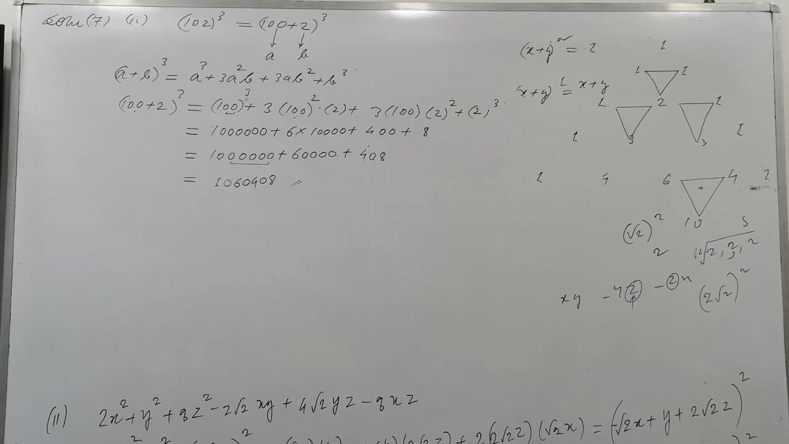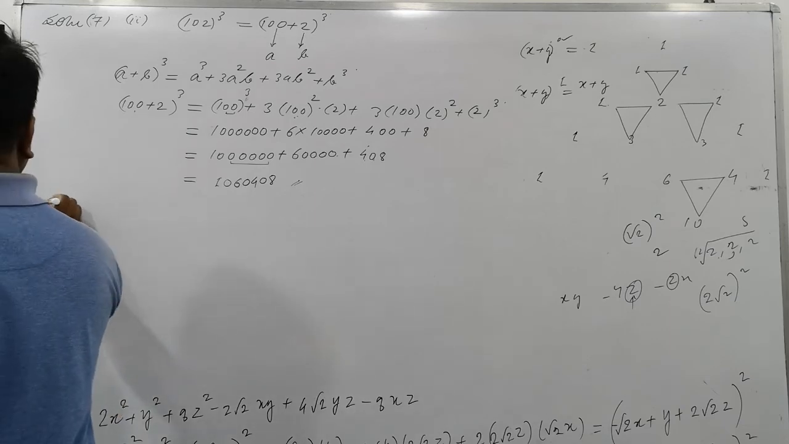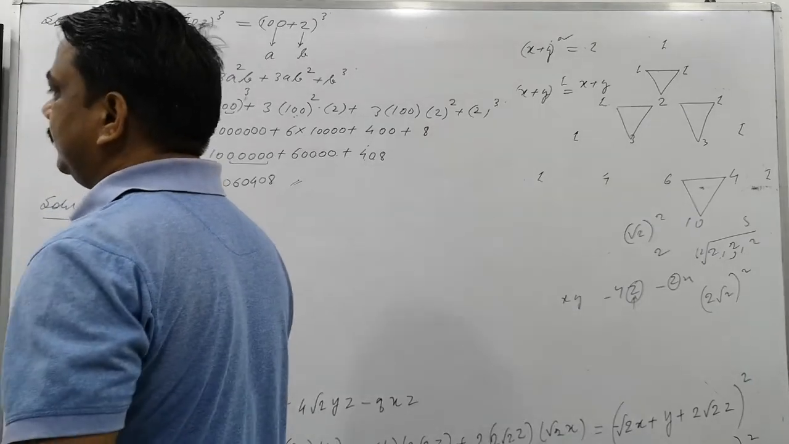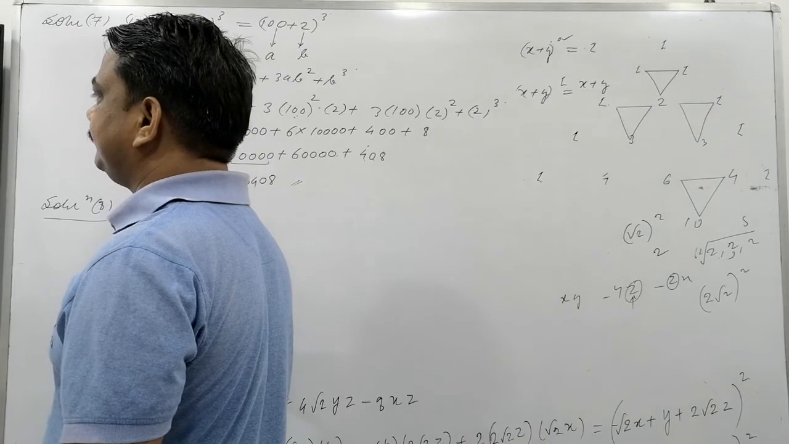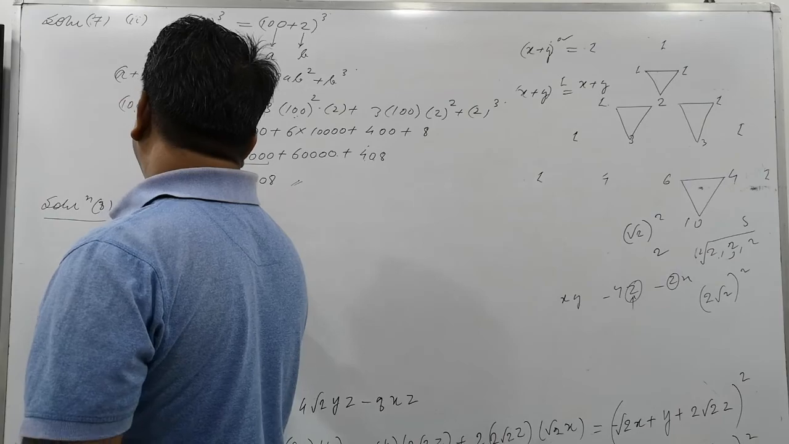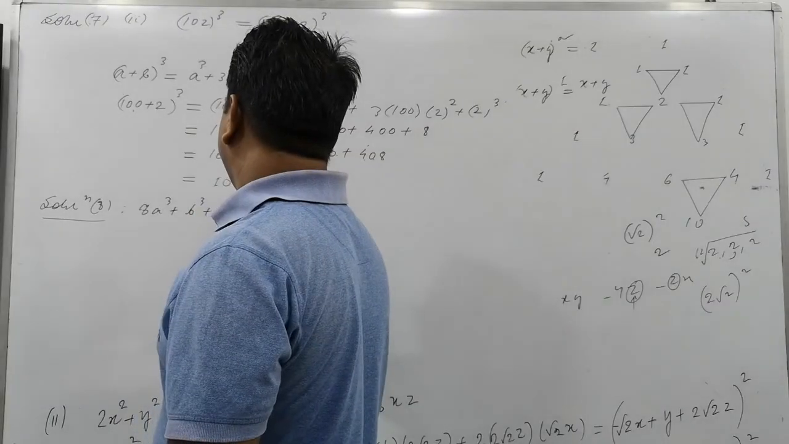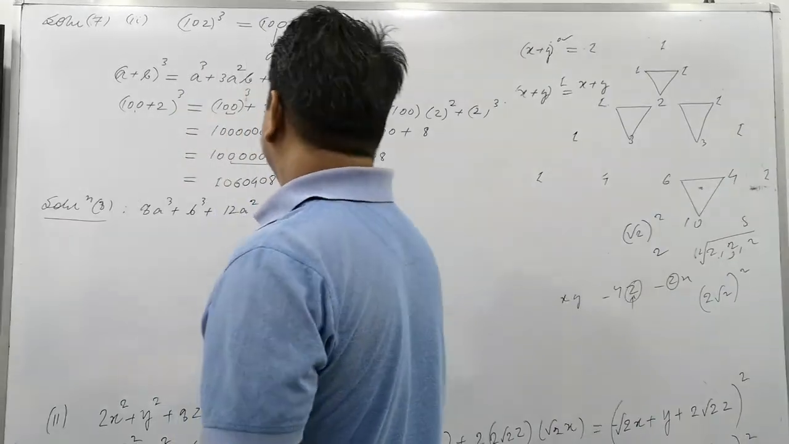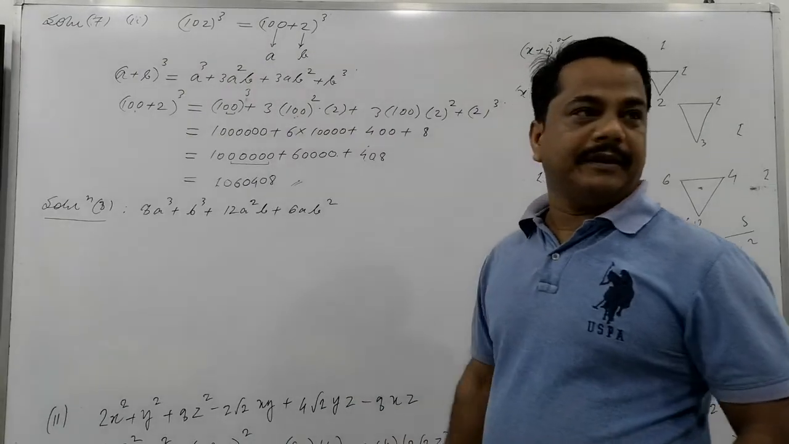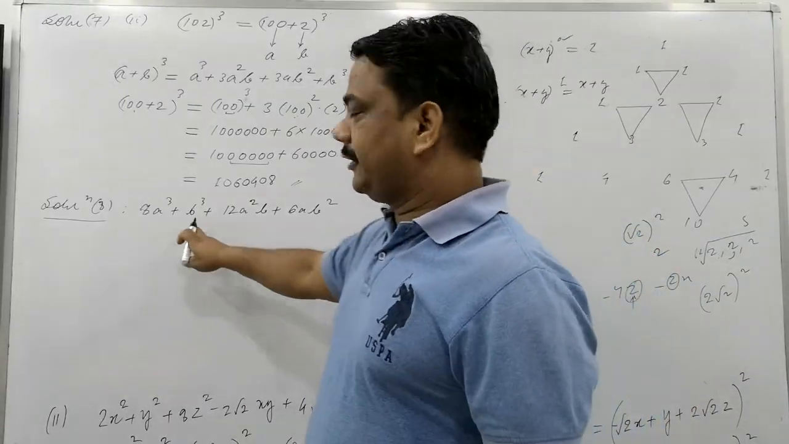Next, please. Question number 7, we have done this. Question number 8 is also there. What pattern are we observing here? You must see question number 8. What is question number 8 saying? It is 8a cube plus b cube plus 12a square b plus 6ab square. Is there any pattern we are observing? Yes. What pattern? The cube of the two terms is there.